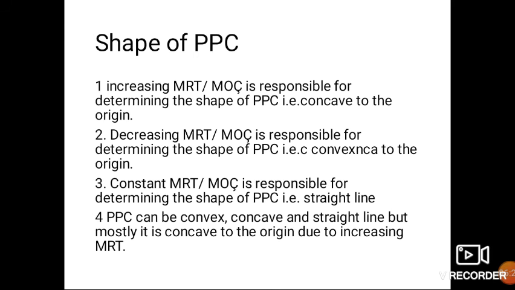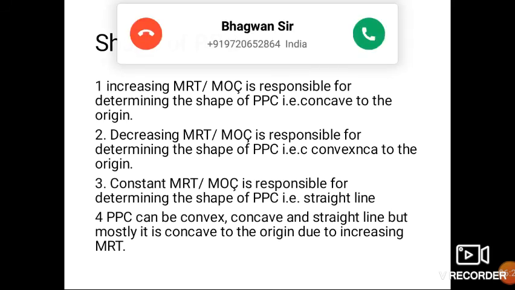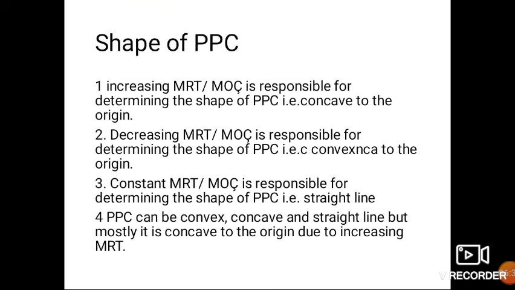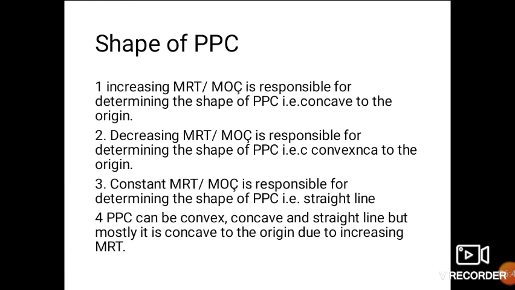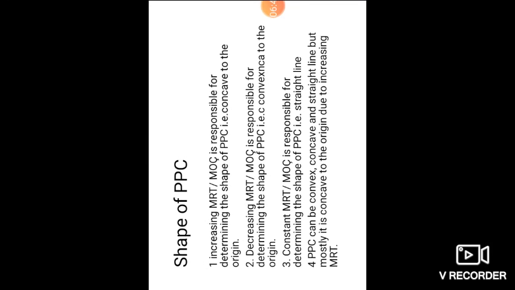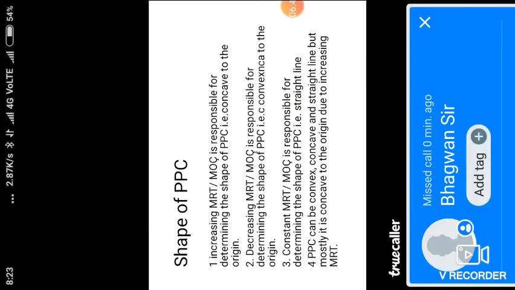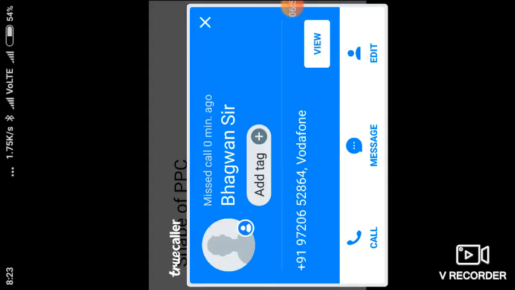Now third, if the sacrificing ratio of x and y remains constant, let us take an example: 0 and 20, 1 and 18, 2 and 16, 3 and 14. You will find at each and every level of increasing x, Khetilal is sacrificing 2 units of y, that is constant. In this case, the shape of the PPC becomes constant, or a straight line.